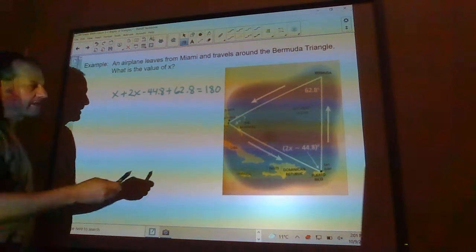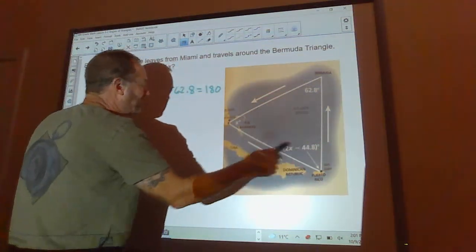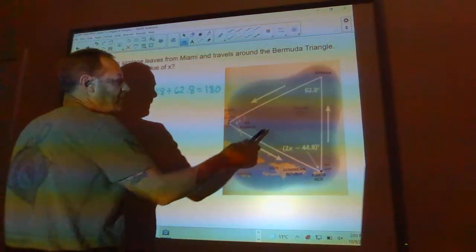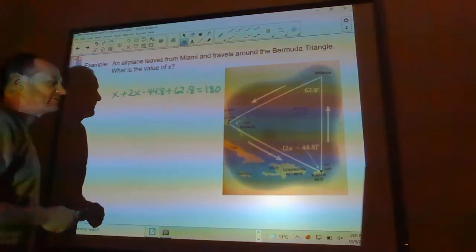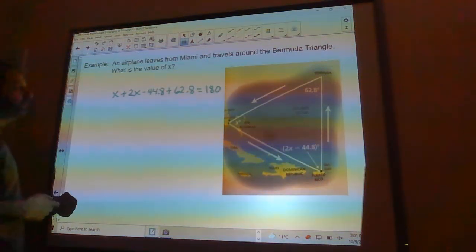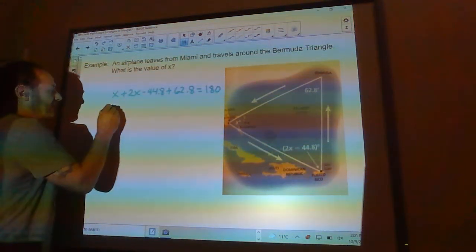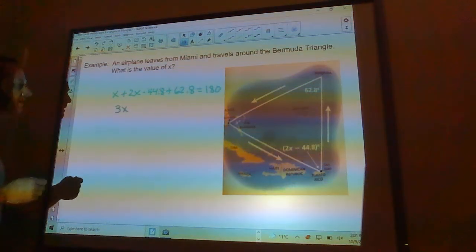All right, so let's double check that. x degrees plus this angle, 2x minus 44.8, plus 62.8. That's the three angles of a triangle. That adds up to 180. So I'm going to combine my like terms. So I'm going to get 3x right here.